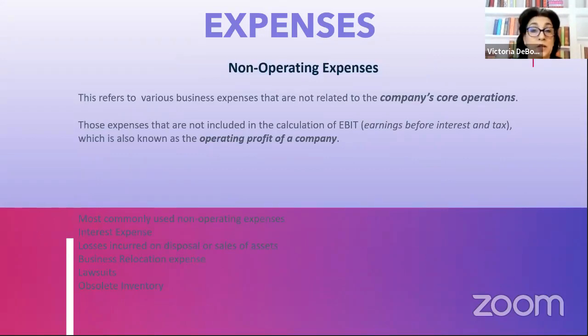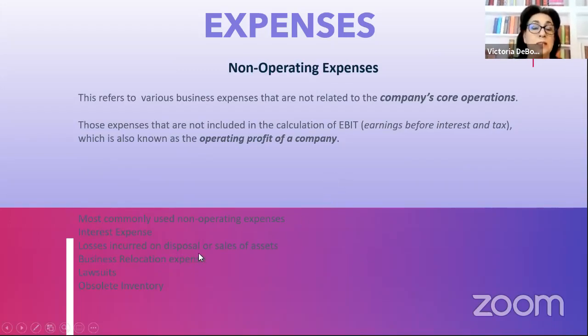So there's also things called non-operating expenses, really, that have nothing to do with the operation of the business in and of itself. It's not related to the company's core operations, and they're not in this calculation called EBITDA. That's earnings before interest, taxes, depreciation, and amortization. That's EBITDA. It's the operating profit of a company.